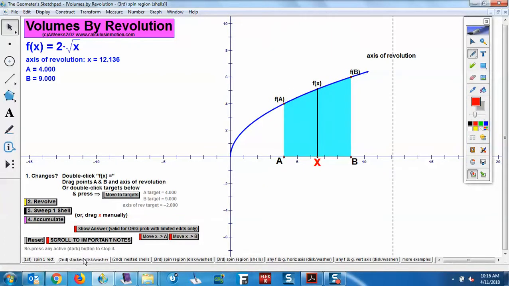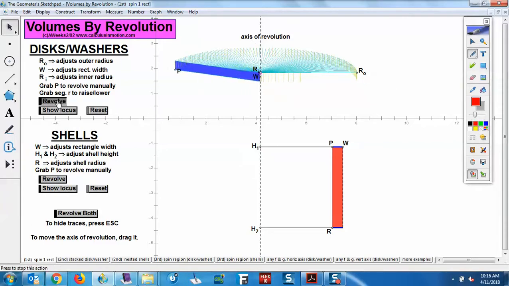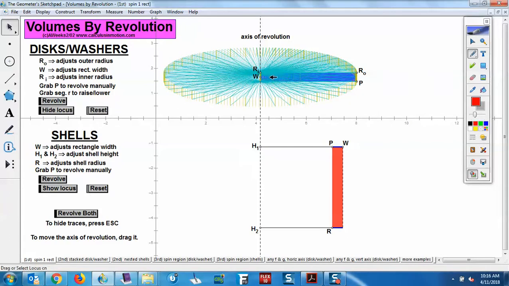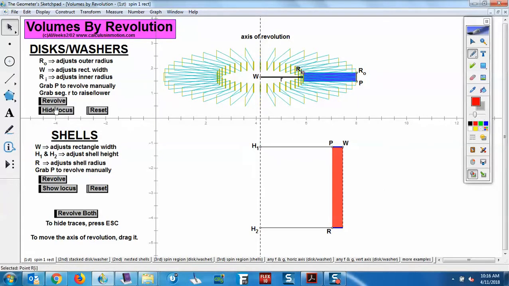Okay? All right. So here's the idea. The idea is that when we have a vertical axis of revolution, our slices have to be this way. And what that creates is, as we've seen, a disk or a pi r squared slice. Or we've also seen scenarios where we have empty space.